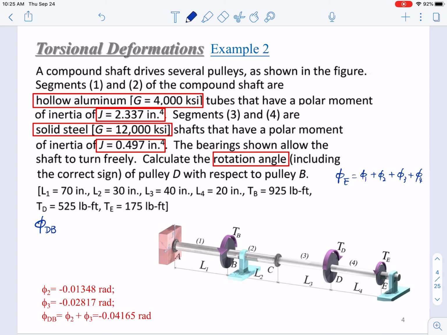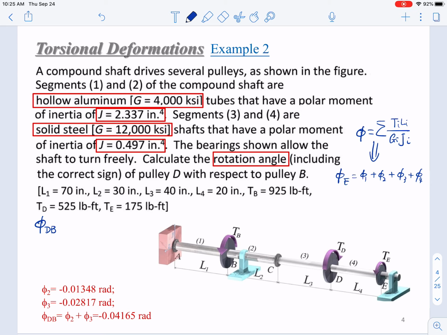So this is just our second equation, the one that says phi equals the sum of TL over GJ, right? From that, you can derive that if we want to calculate the overall angle of twist, you just calculate all of these 4 sections and add them together. But how about phi DB? Phi DB is actually simpler, since it only involves 2 segments.